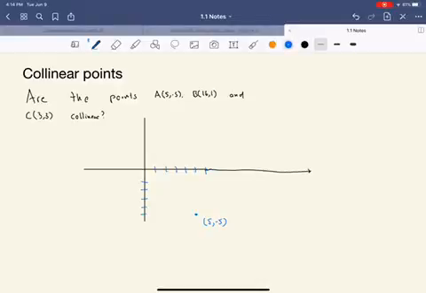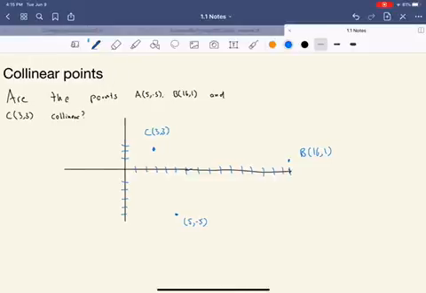So 5. Make sure I got this right. 1, 2, 3, 4, 5, 6, 7, 8, 9, 10, 11, 12, 13, 14, 15, 16, comma 1. And C is (3, 3). So, as we look here, you can definitely tell that they are not collinear, right?